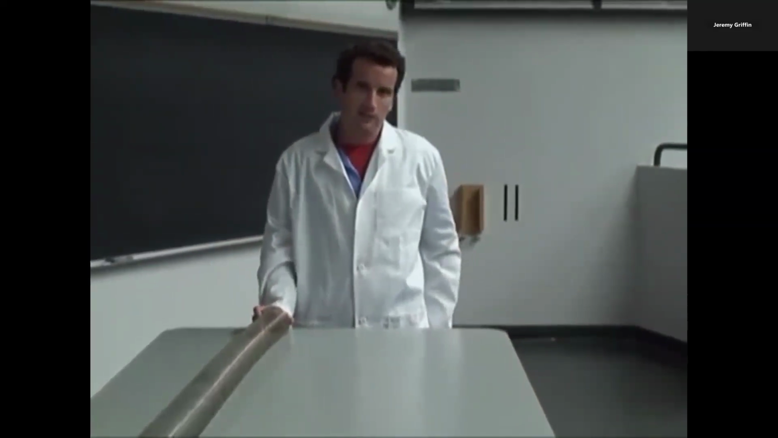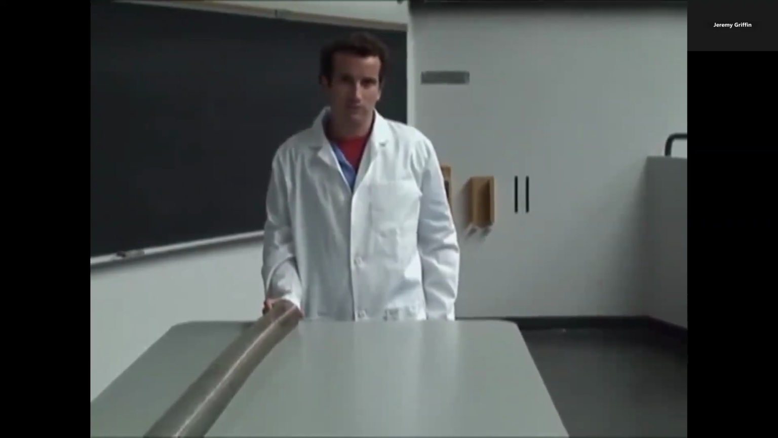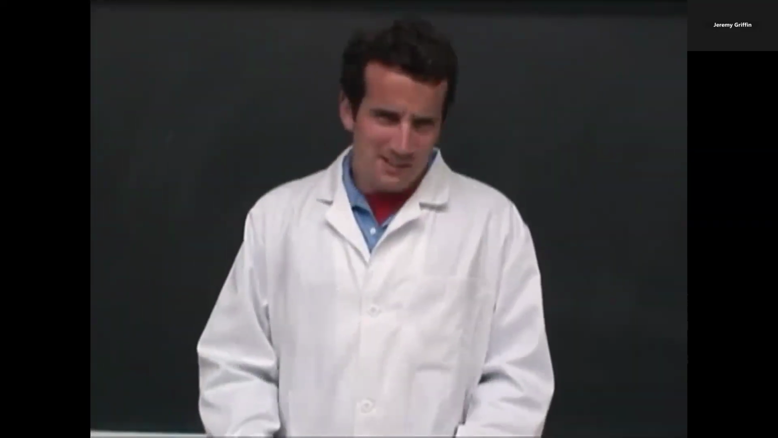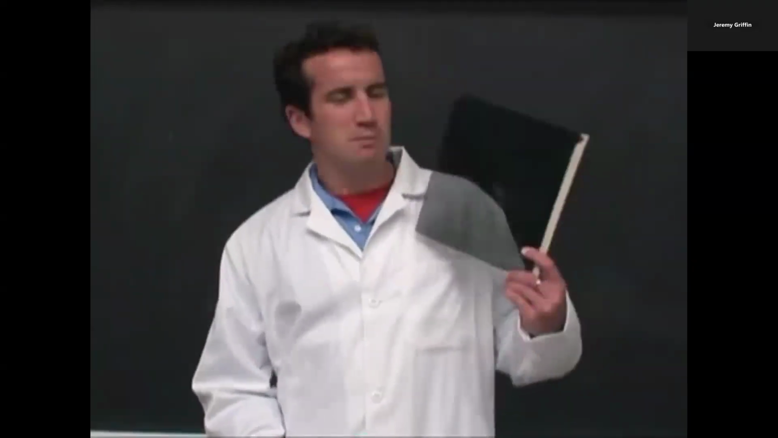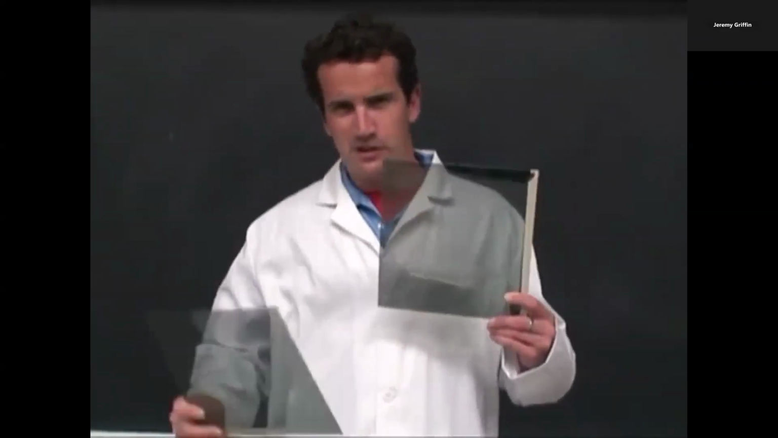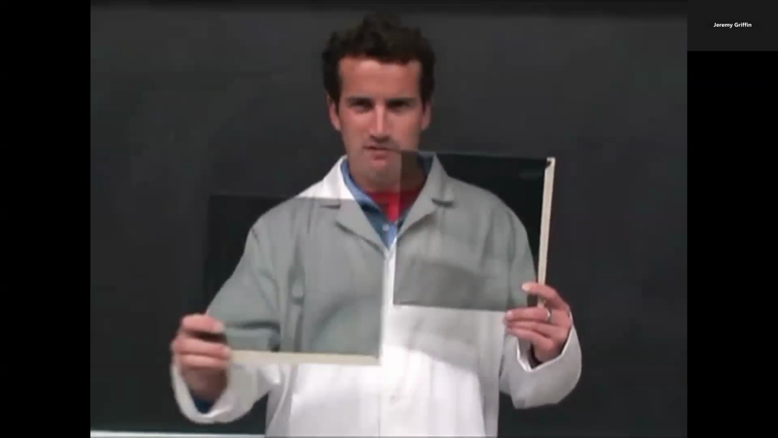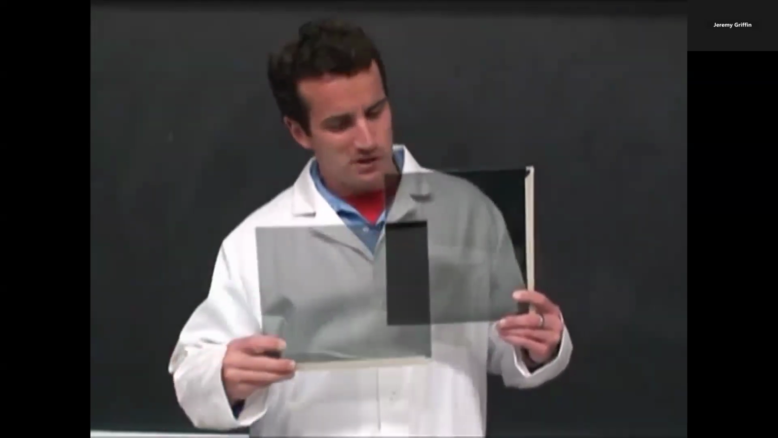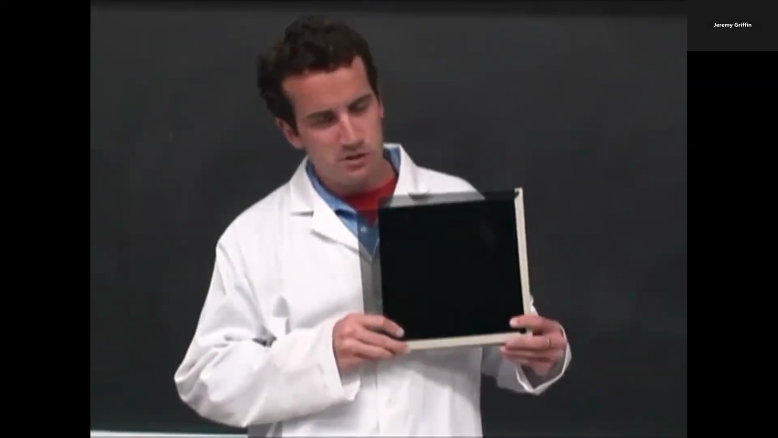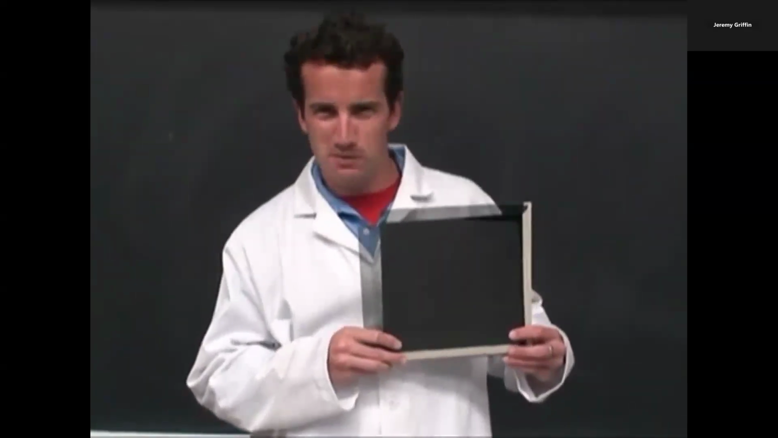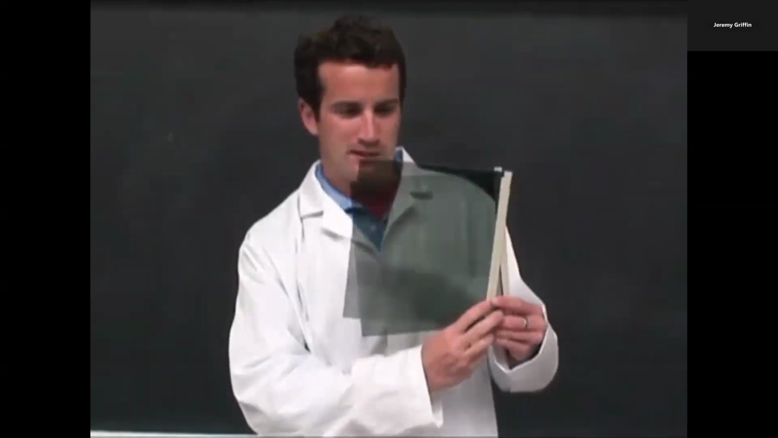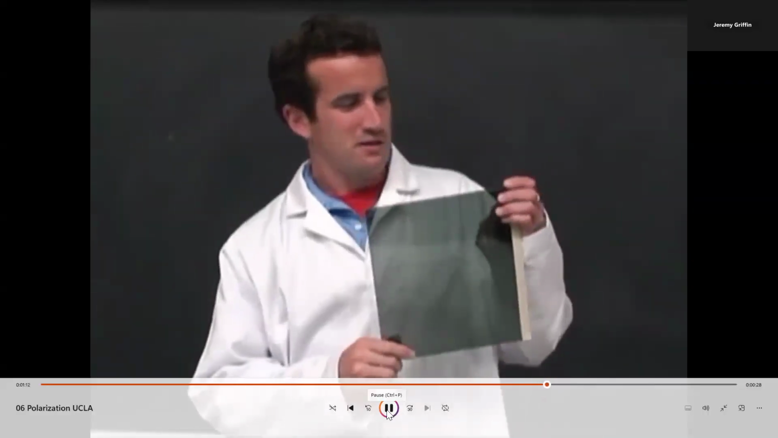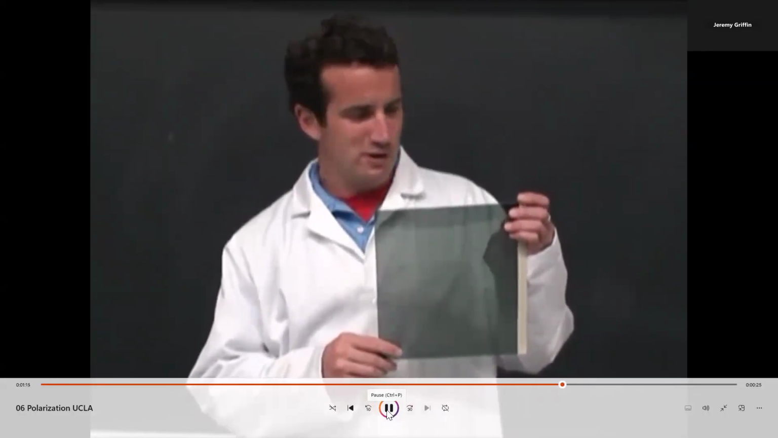If it works on light, then light is a transverse wave. Because light can be polarized, we know it's a transverse wave. This is a polarizer. It's polarizing up and down. This is another polarizer. It's polarizing left and right. When these two are crossed, we get absolute darkness, zero transmittance. But if we cross them the other way, light still gets through. They're polarizing together the same way.